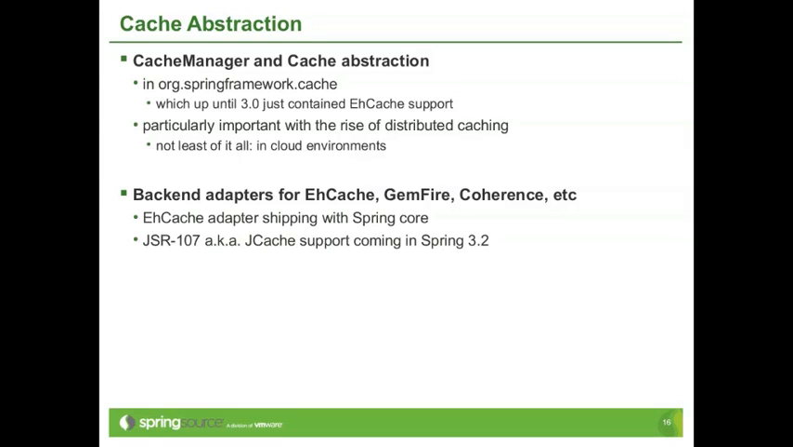JSR 107 is actually to some degree complementary to what we are doing here in Spring, because it focuses really on the provider side. It is a richer specification in many ways, in that it defines stronger characteristics for the actual cache providers, and does not focus as much on the cache interaction story, arguably. In any case, we will provide first-class JSR 107 support and try to do the best we can and go the extra mile so that JSR 107 becomes a natural part of Spring-based applications in the Spring 3.2 world as well.